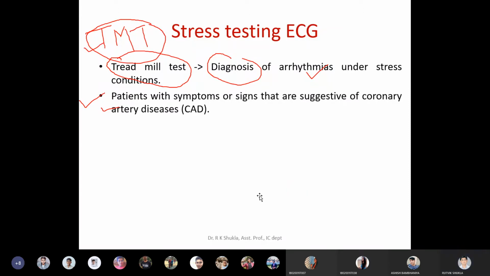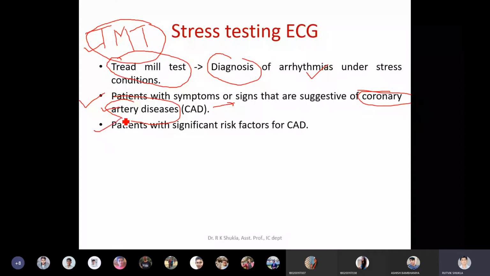Okay, so coronary artery is the artery which gives the supply to the heart itself, from heart to the heart. So if there is a blockage in the coronary artery, or if there is any problem, cholesterol deposition in the coronary artery, then also the patient is advised for TMT.